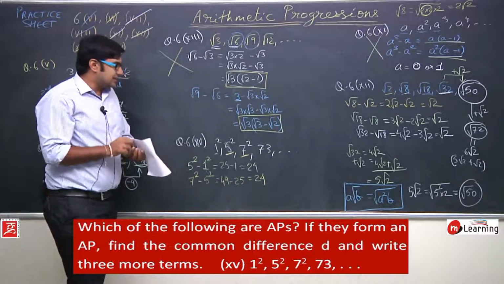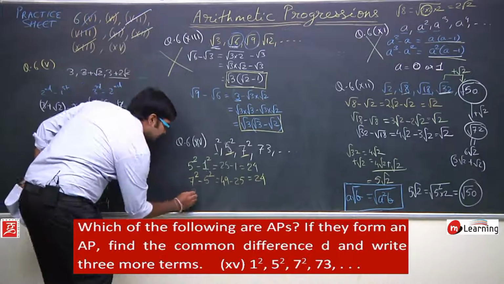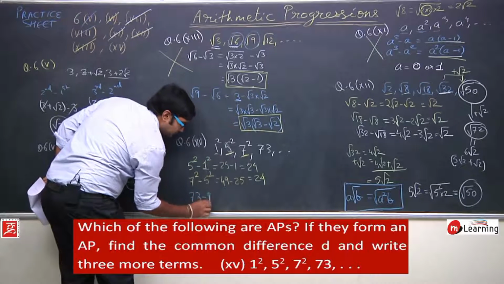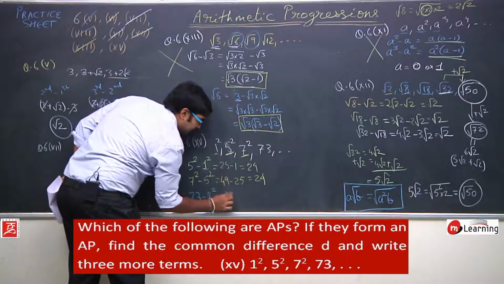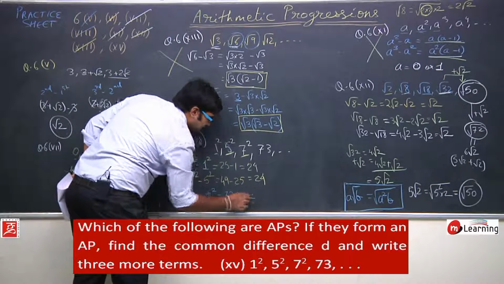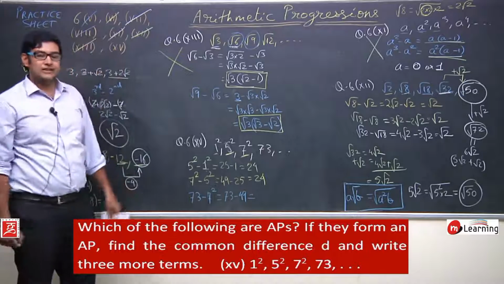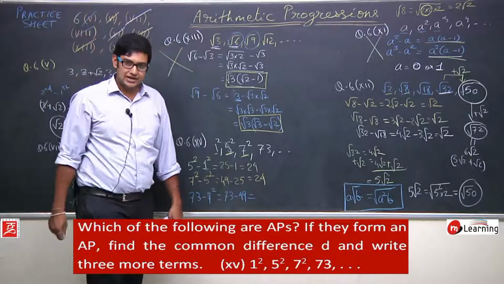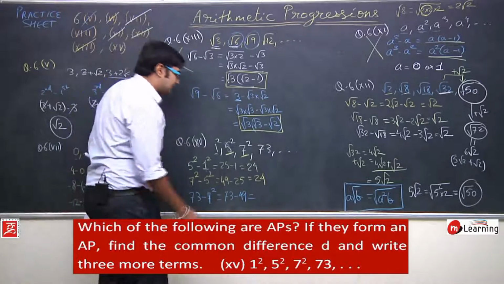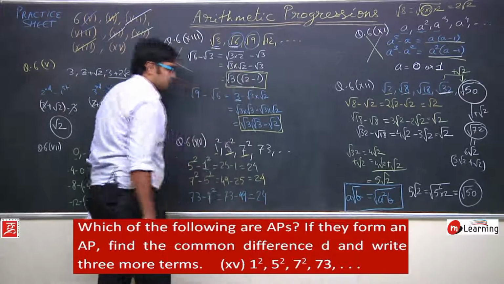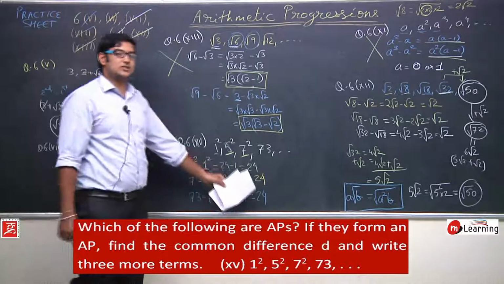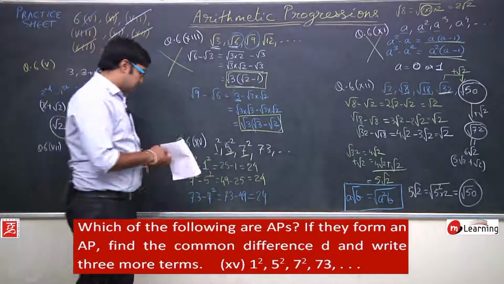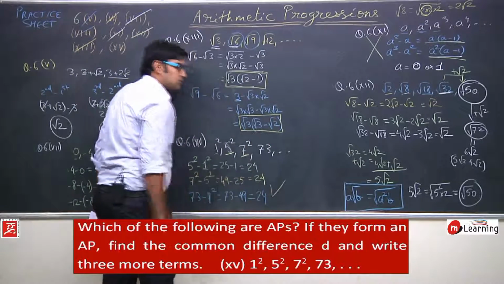Okay. So let us check for the fourth term also. Fourth term is 73 minus third term is 7 square. This is 73 minus 49. So what is the difference between 73 and 49? Add 1 to this 49, then add 23, you will get 73. So 1 plus 23, that is 24. So you can see the difference is constant in all the consecutive terms. So this is definitely an arithmetic progression.